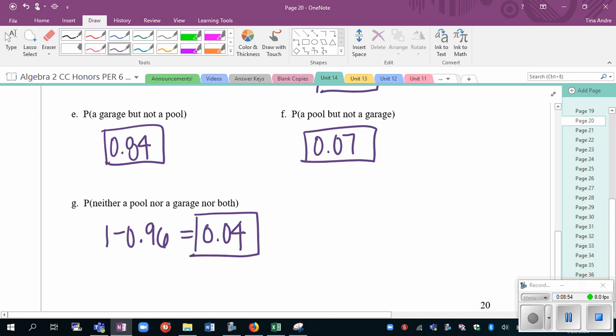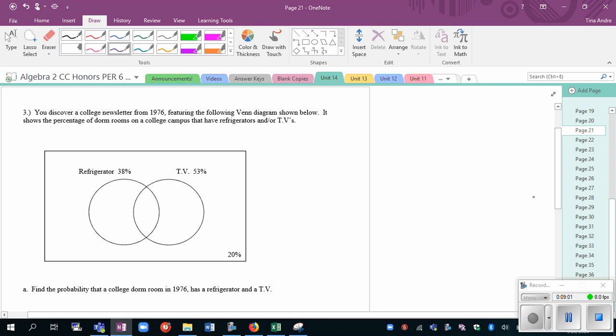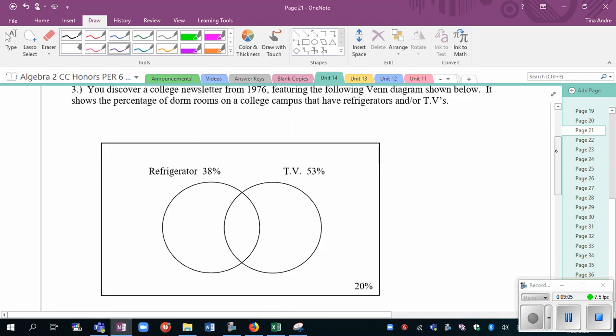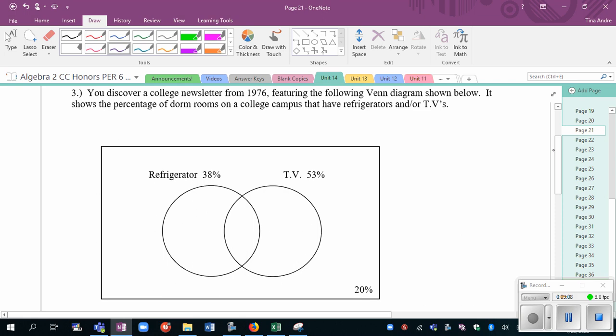All right, so we have a couple more examples here. So let's go to the next page. I know we have more pages here, but they're very spaced out. For number 3, we have a Venn diagram. Again, notice that this one's not labeled for us. So that's really going to be our first goal here: let's get these labels.